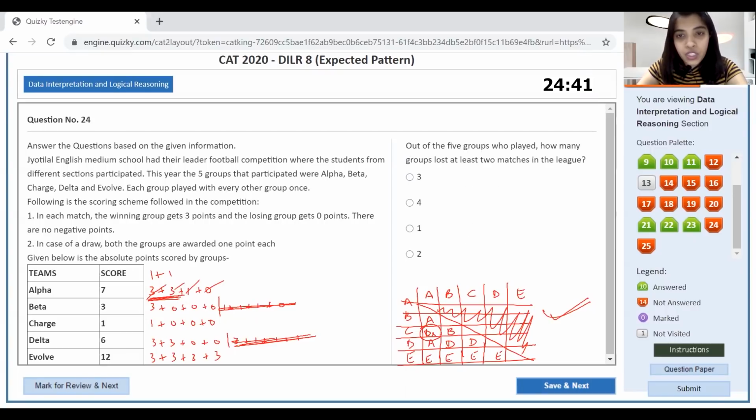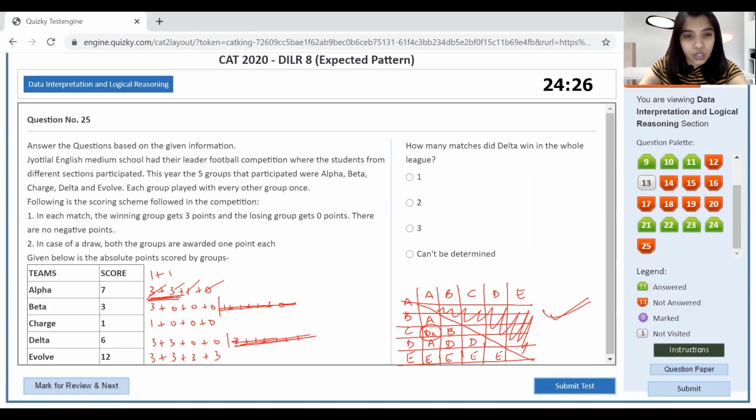How many groups lost at least 2 matches in the league? So let's look here. Not this. Yes, yes, yes. Not this. At least 2. So we have 3 teams losing at least 2 matches. Next, Delta's wins in the whole league. So Delta won 2 matches in the whole league, right?